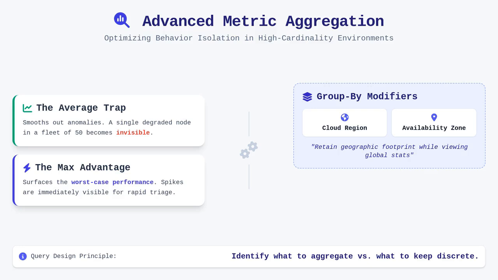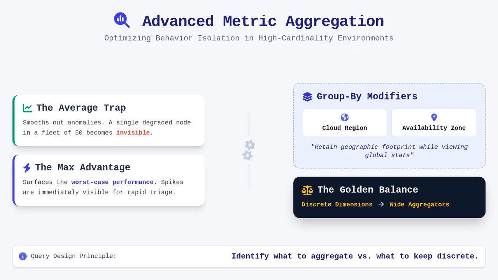You should approach your query design by thinking about which levels of the stack need to be aggregated and which need to remain as discrete dimensions. The balance between granular data points and wide aggregators is the key to managing high cardinality environments effectively.